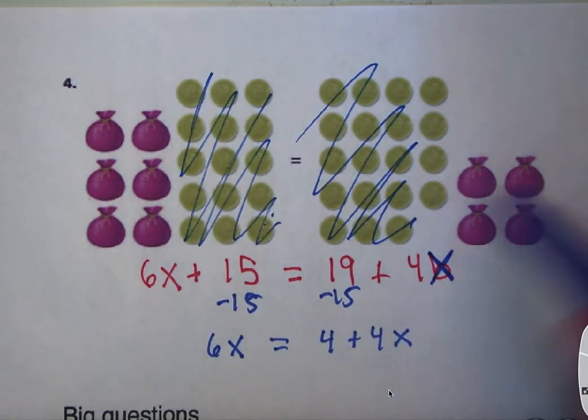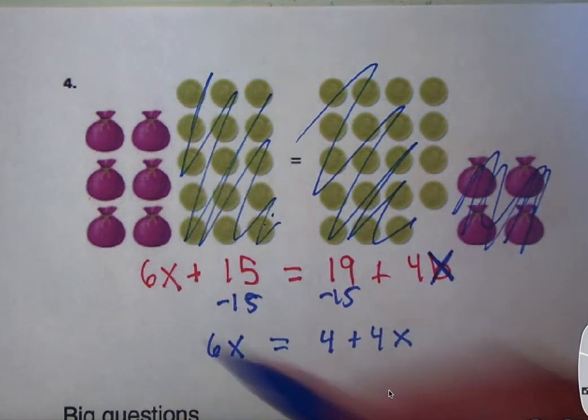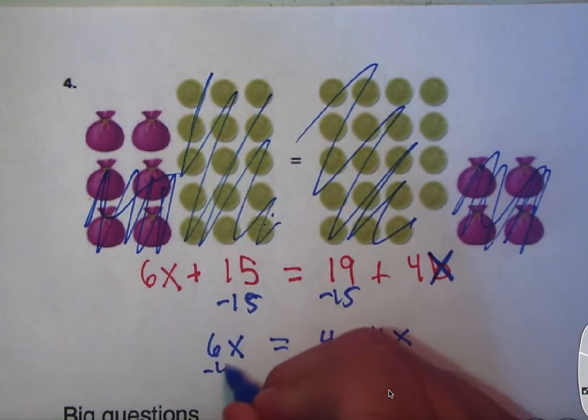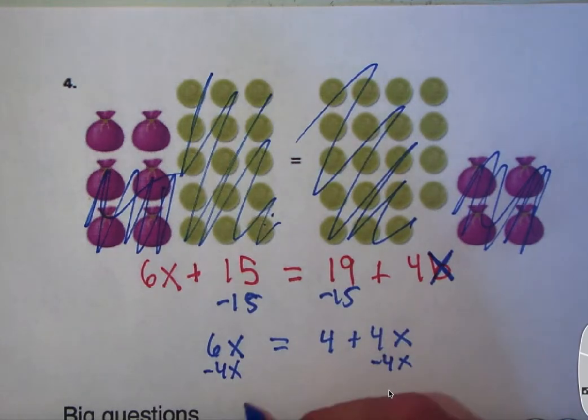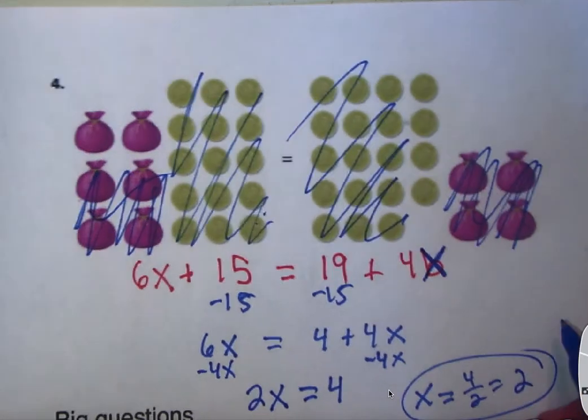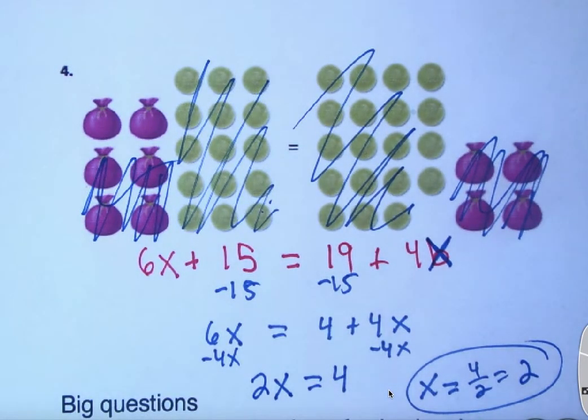And then we can get rid of 4 bags on this side and 4 bags on this side. So take away 4x, take away 4x. And we get 2 bags equals 4 coins. And now we can see that x equals 4 divided by 2, which is 2. Sweet. So you can approach solving equations while thinking of like bags and coins. Bags away from bags, coins away from coins.